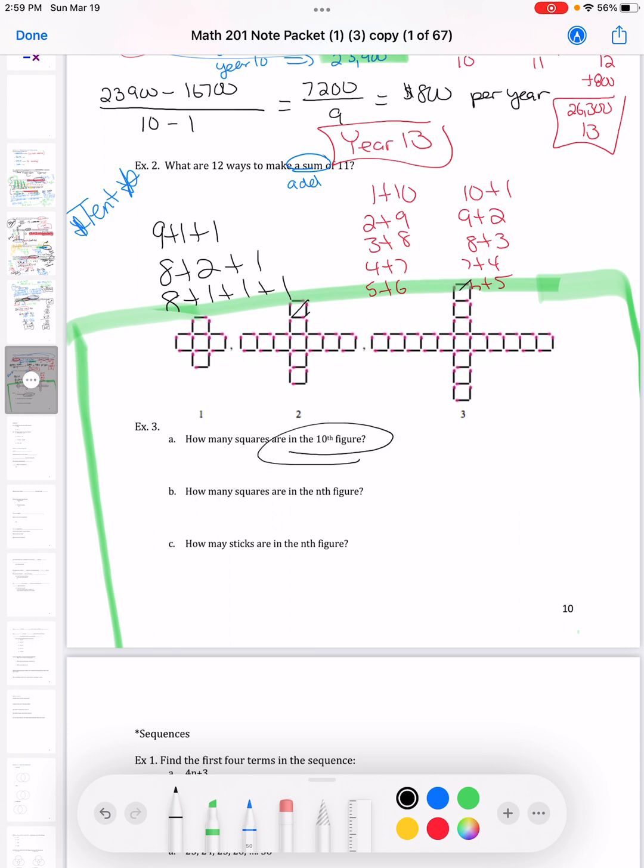Well, you could draw it out, but I'm going to tell you it's a whole bunch, so you're probably not going to want to draw it out. Instead, I'm going to find the pattern. I'm going to count how many squares there are. 1, 2, 3, 4, 5. The first picture has 5 squares.